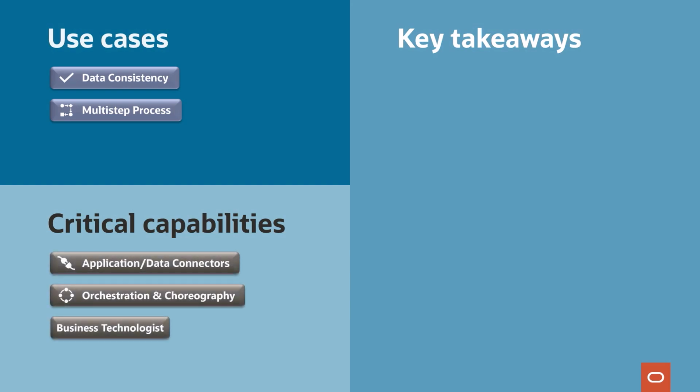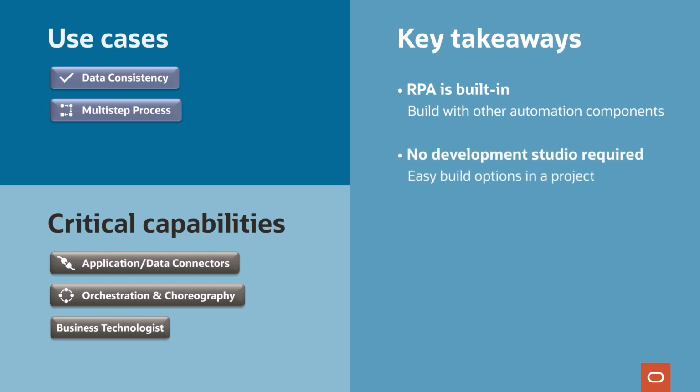Here are the top 3 takeaways. RPA is a built-in capability within an OIC project. Robots can be built and managed within the same context as other automation solution components. You don't need to install a specialized development studio. Instead, build a robot in an OIC project using our easy-to-use recorder or powerful low-code components. These tools allow for easy builds and simple maintenance.